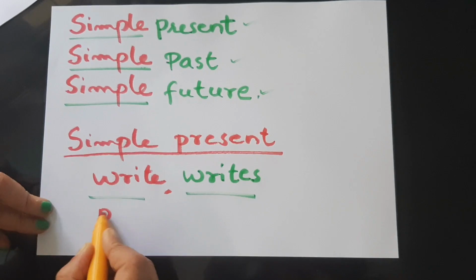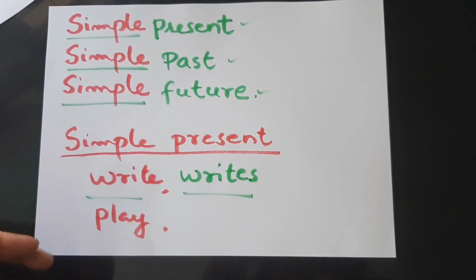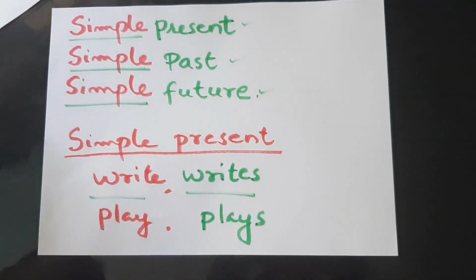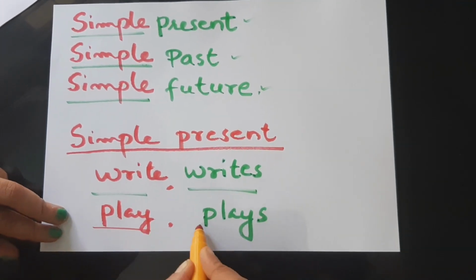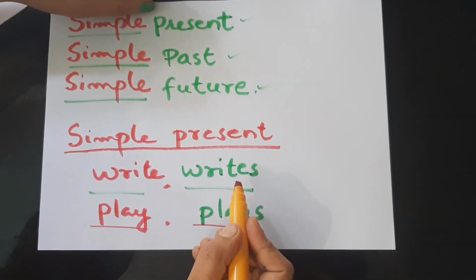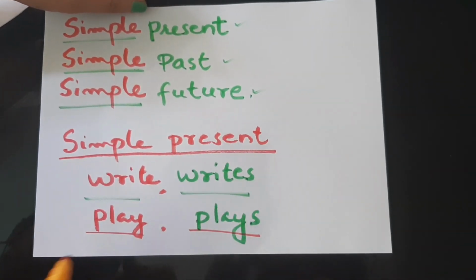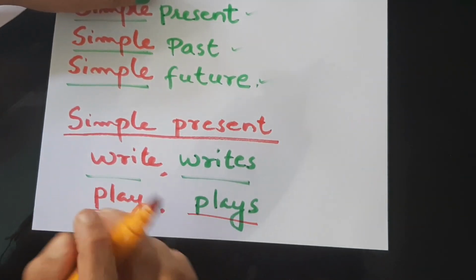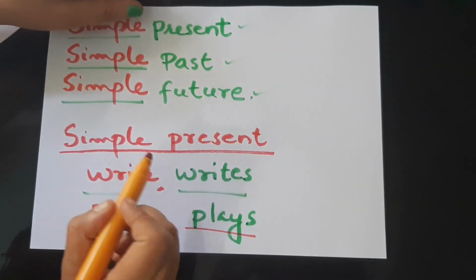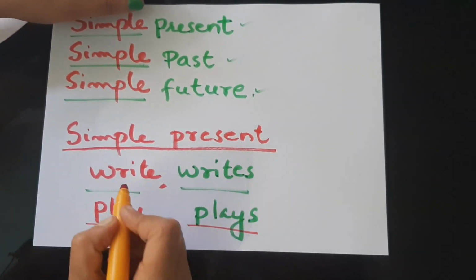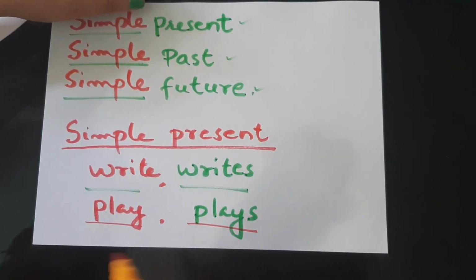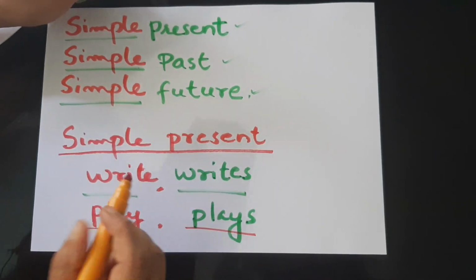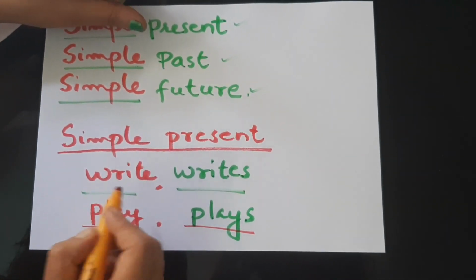Okay, play and plays, both are simple present. The same way, write, writes, play, plays, both are simple present. Only in the case of simple present, this tense has 2 forms. Write, writes, play, plays, walk, walks, sleep, sleeps, like that.